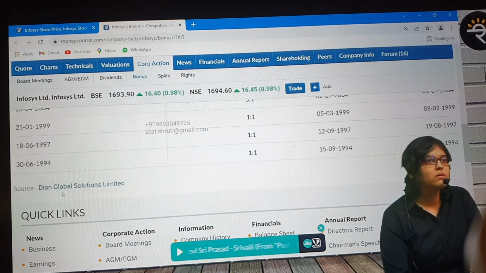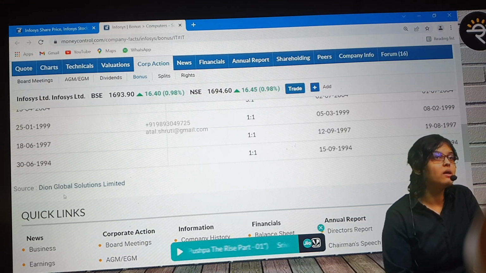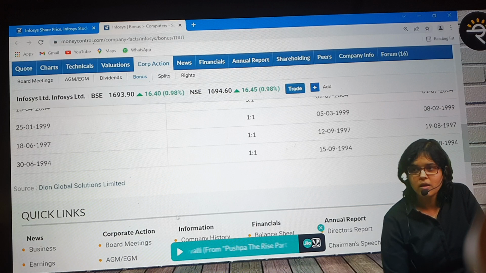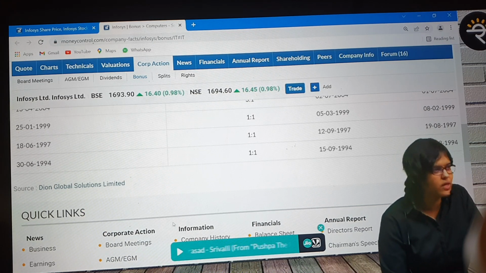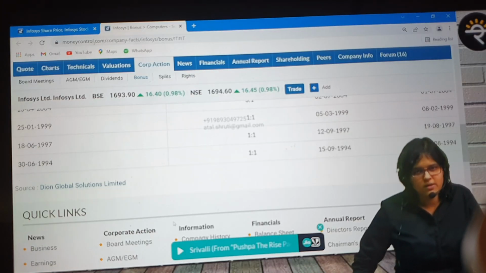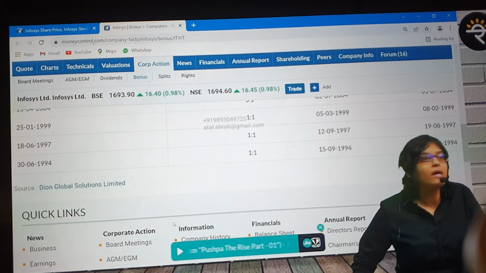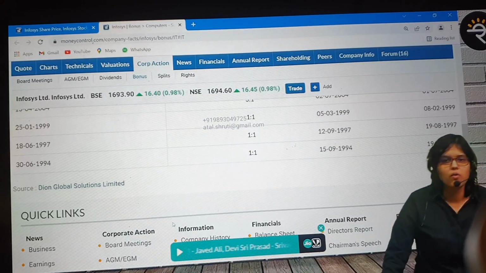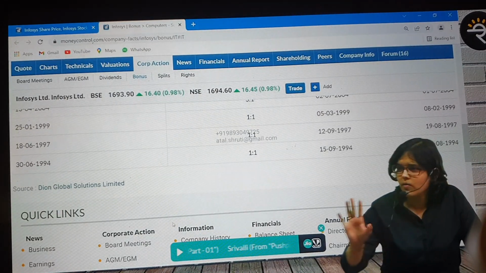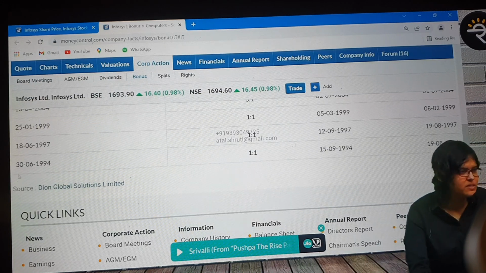Let's see. 1994. The issue price was 95. So ideally the investment amount will still be 14,000 something only, but we'll get more shares. We'll keep 150. 150 into 95 is 14,250. So we invested 14,250 and got 150 shares. Simple, clear. Now see what corporate actions happened since then.